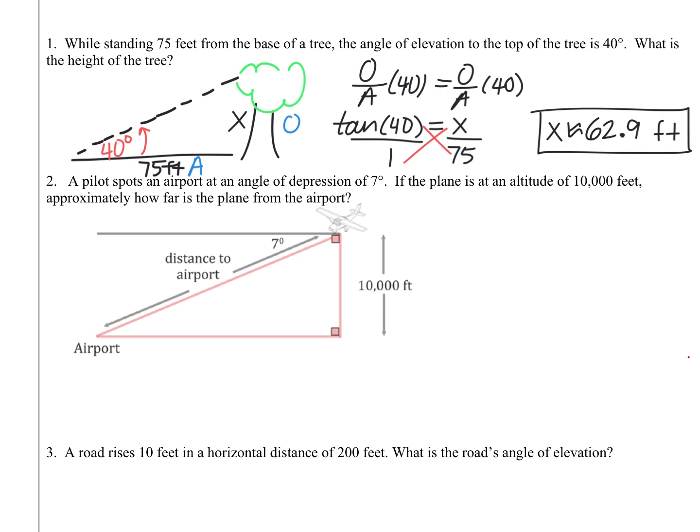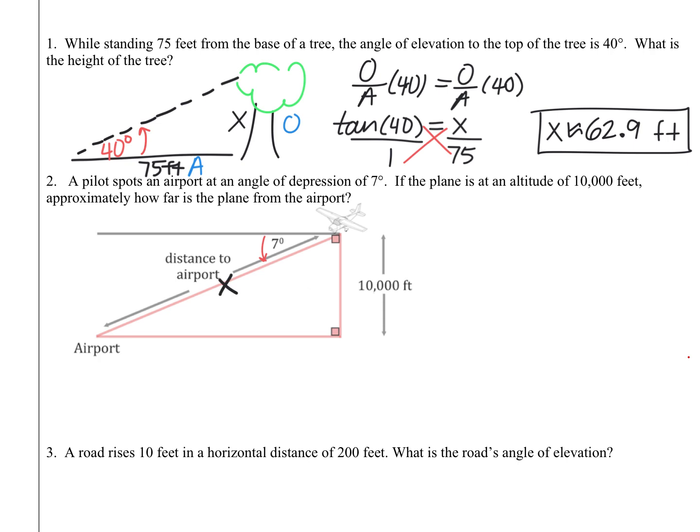Number 2 is a good one because it's the angle of depression. Angle of depression goes from the top flat line down. And so that's your 7 degrees. Usually we measure horizontal distances, but this one is asking for the hypotenuse, so we're going to find that. This is your x, distance to the airport is a hypotenuse.